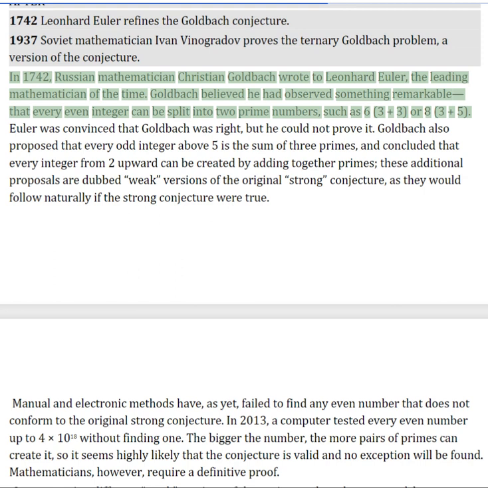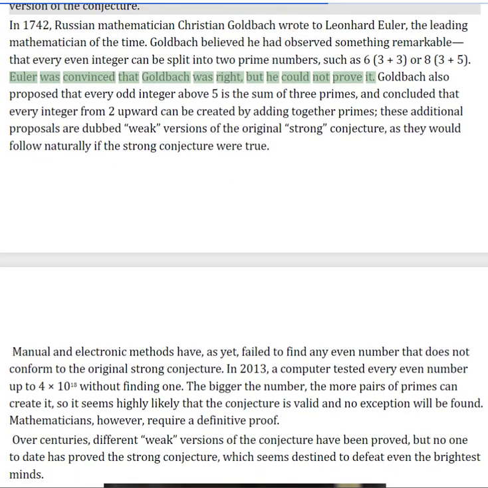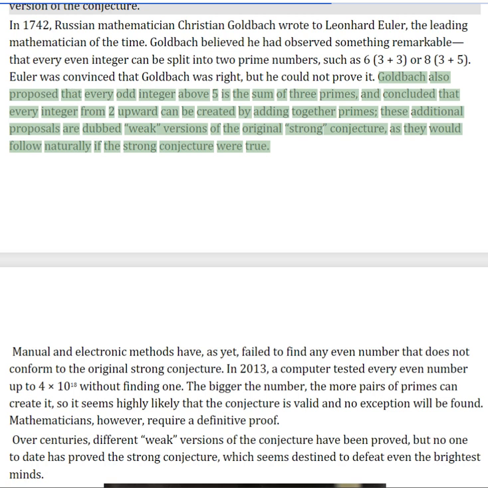In 1742, Russian mathematician Christian Goldbach wrote to Leonhard Euler, the leading mathematician of the time. Goldbach believed he had observed something remarkable, that every even integer can be split into 2 prime numbers, such as 6 or 8. Euler was convinced that Goldbach was right, but he could not prove it. Goldbach also proposed that every odd integer above 5 is the sum of 3 primes, and concluded that every integer from 2 upward can be created by adding together primes.